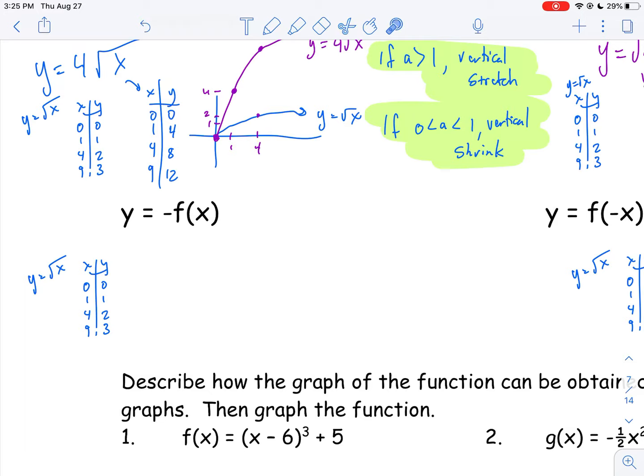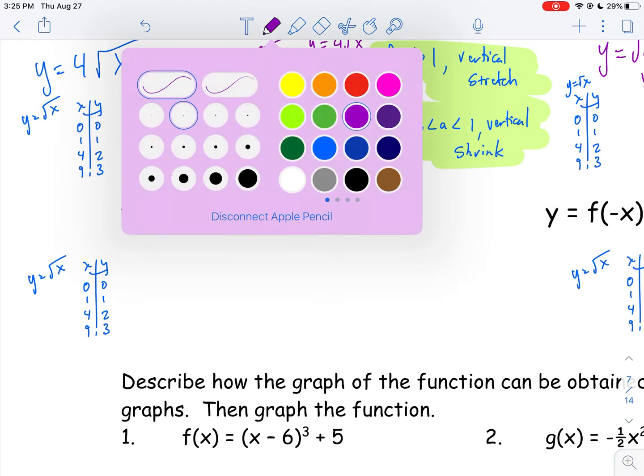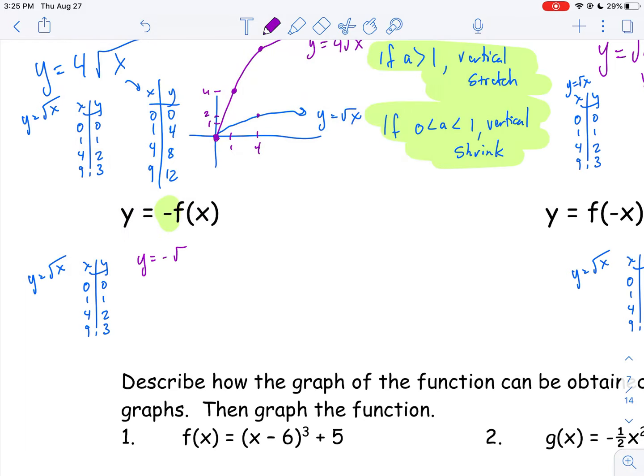You see here? What's that going to do? Well, let's try it out. Do purple. Y equals the negative square root of x. I've got x and y. I could still put 0, 1, 4, 9 in. Notice I'm skipping because I don't want to deal with decimals. So I picked these numbers. They're nicer.